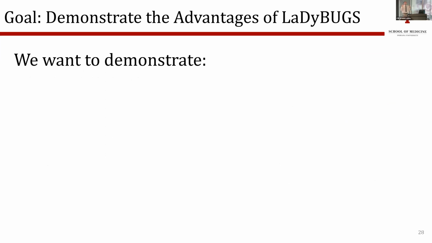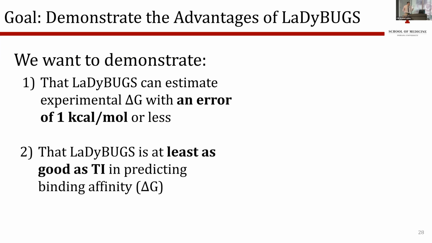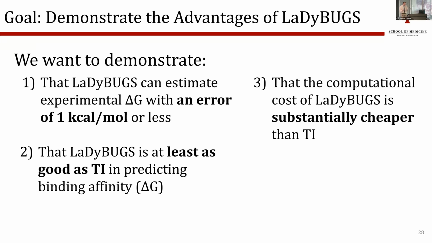Like I said beforehand, we did benchmarking of both thermodynamic integration as well as LaDyBUGS. And we had 3 goals in doing this benchmarking. First, we wanted to show that LaDyBUGS could estimate the free energy of binding with an error of roughly 1 kcal per mole. 1 kcal per mole is what's considered the gold standard in computational chemistry for the level of precision that you can get in your analysis, because that's roughly the level of precision that you can get experimentally as well. Additionally, we wanted to show that our predictions had very good agreement with what you could get with thermodynamic integration, because our goal wasn't necessarily to make a more precise method, but our goal was really to make a cheaper method. We wanted to show that our method was going to be substantially cheaper than thermodynamic integration.